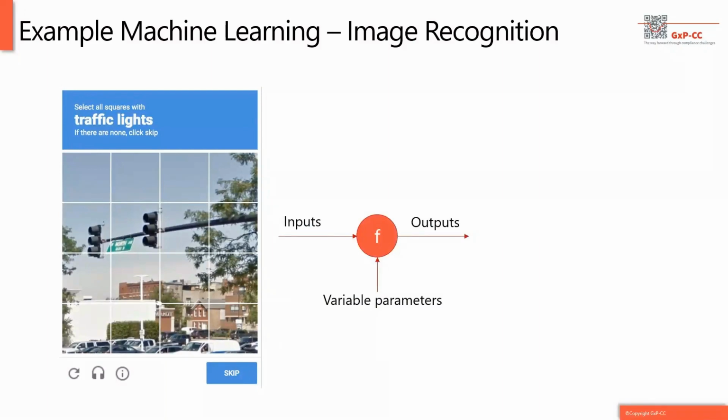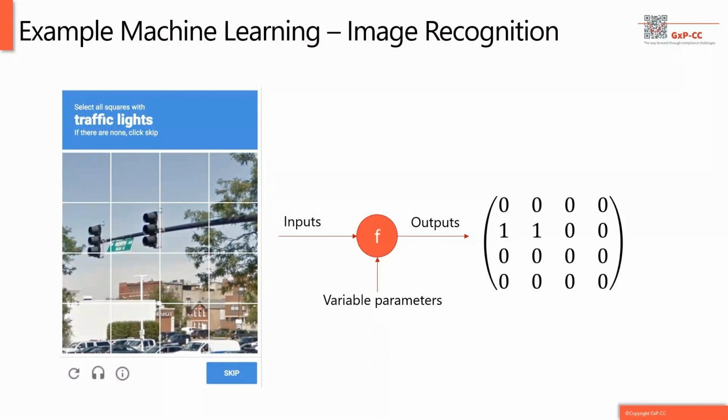So the picture is the input, and we as humans are pretty smart. At least I think so. Here, I'm smart enough to identify the 2 traffic lights in the tiles that are marked with 1. Why do the thing? Because we are creating training data here.